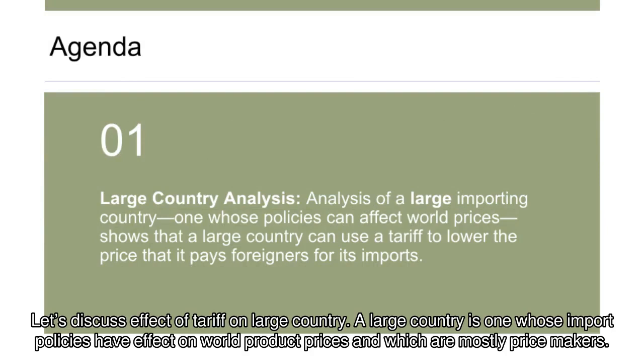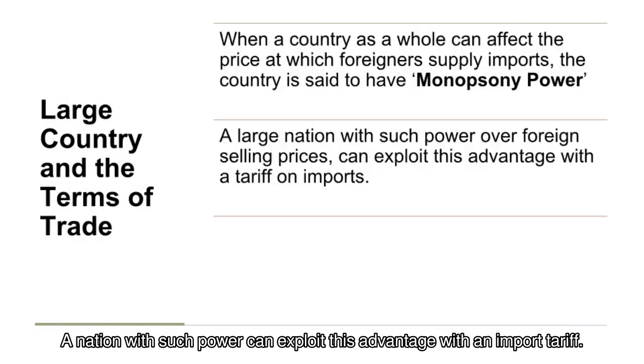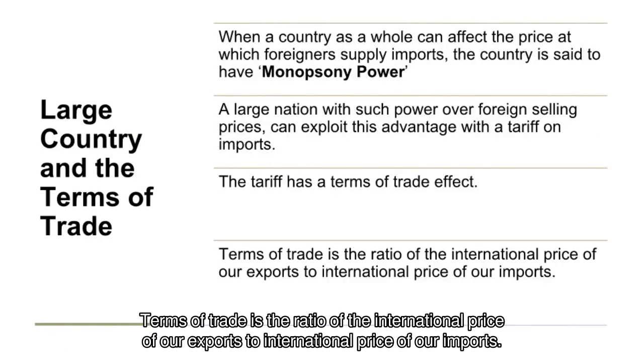Let's discuss the effect of a tariff on a large country. A large country is one whose import policies have an effect on world product prices and which is mostly a price maker. When a country has the power to affect the price at which the world's exporters supply imports, the country is said to have monopsony power. A nation with such power can exploit this advantage with an import tariff. In this case, a tariff has a terms of trade effect. Terms of trade is the ratio of the international price of our exports to the international price of our imports.